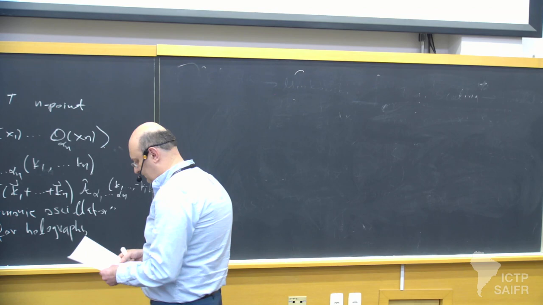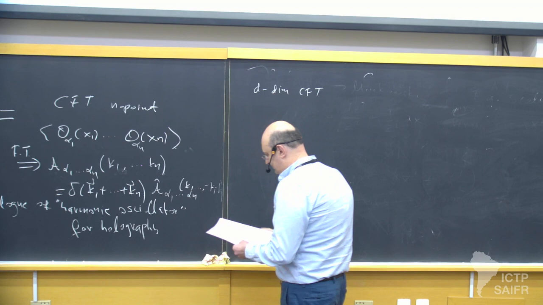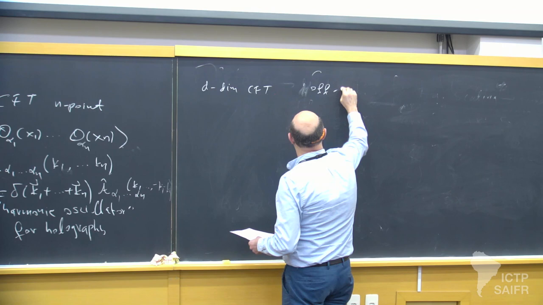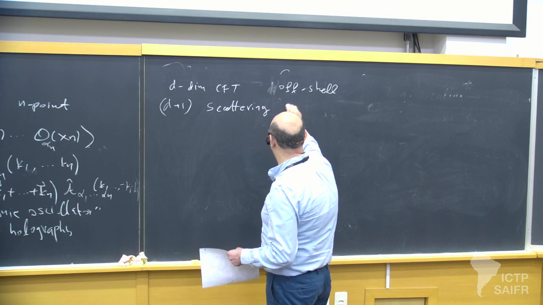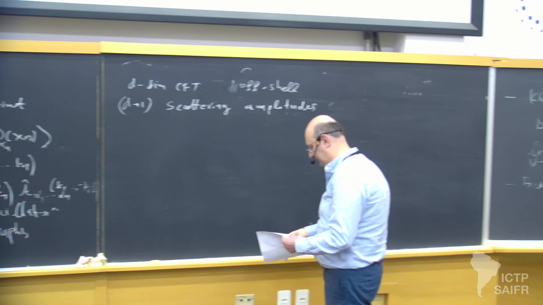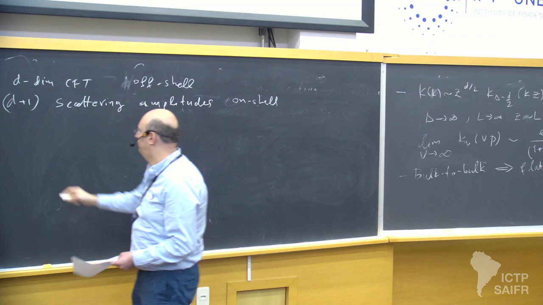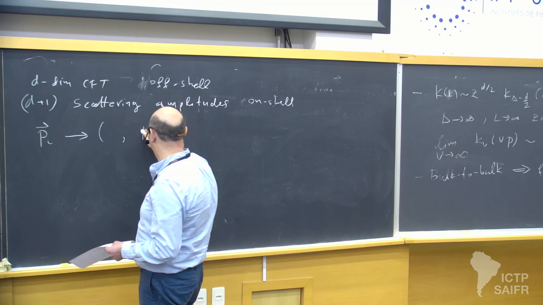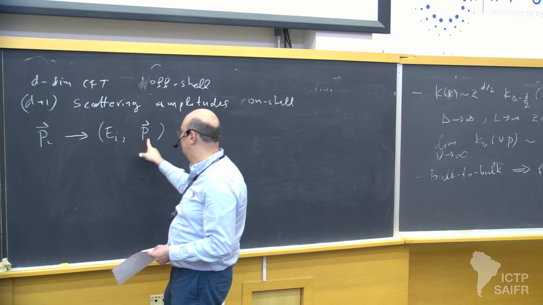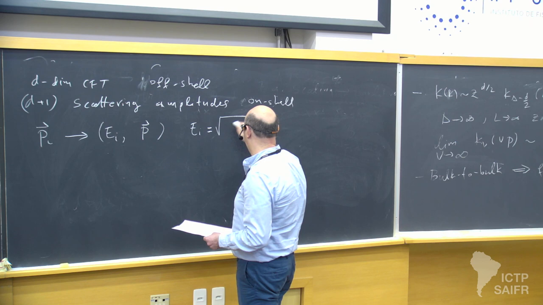Okay, so if you have a d-dimensional CFT, then these are off shell. If you have d plus one dimensional scattering amplitudes, of course the external legs are on shell. So here, from the momenta in the boundary directions, one needs to add one more component, because we go one dimension higher, so the momenta are the same. And here we just complete this by requiring this d plus one dimensional vector to be on shell.